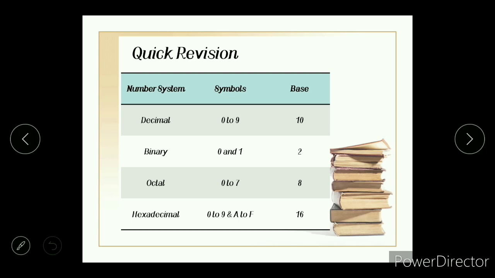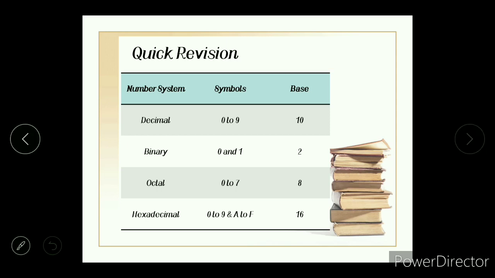Last one is hexadecimal number system, numbers from 0 to 9 and letters from A to F. So after 9 you will have A, which is decimal value is 10, B whose decimal value will be 11, C decimal value 12, D decimal value 13, E decimal value 14 and F decimal value 15. We'll repeat everything this hexadecimal number system when we'll see its conversion again, so don't worry. And base of hexadecimal number system is 16.